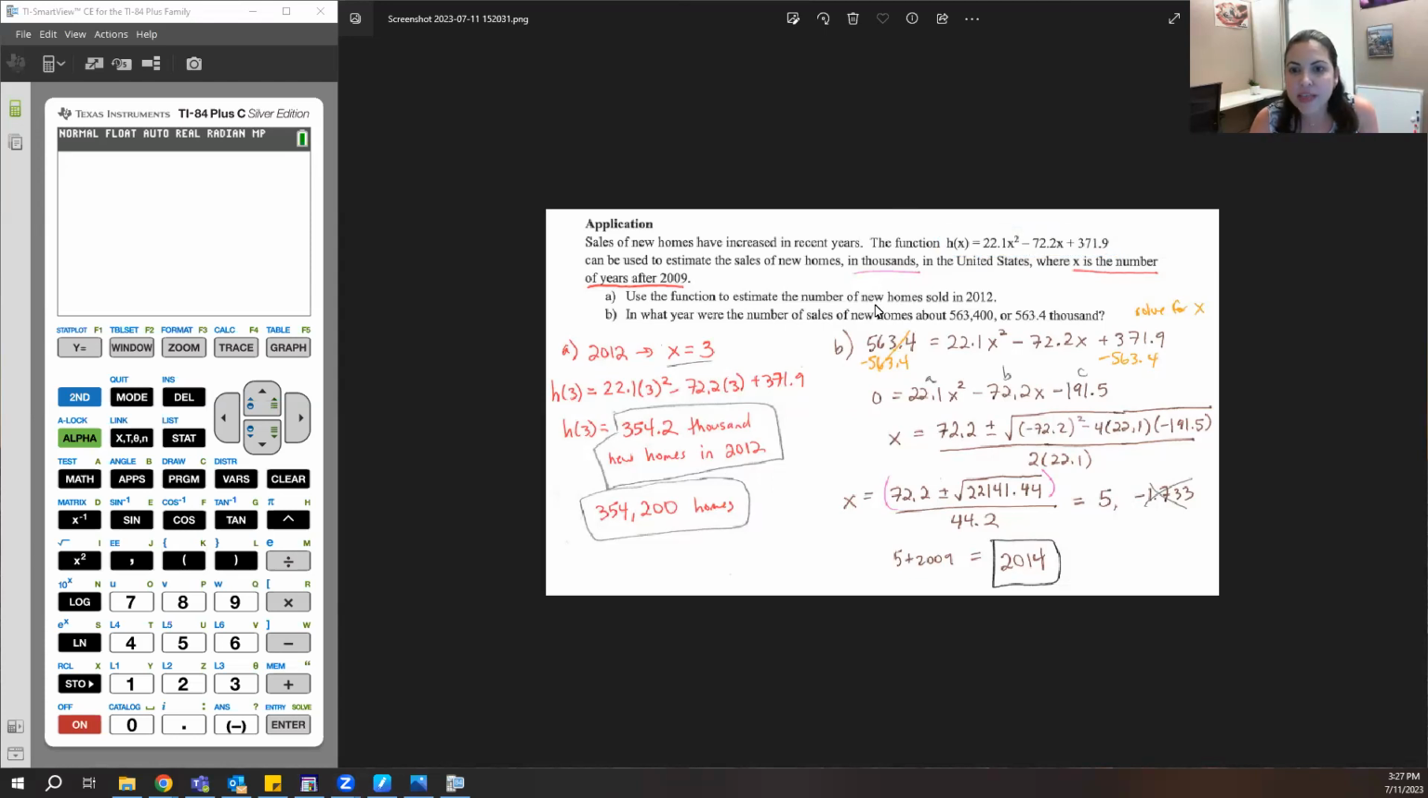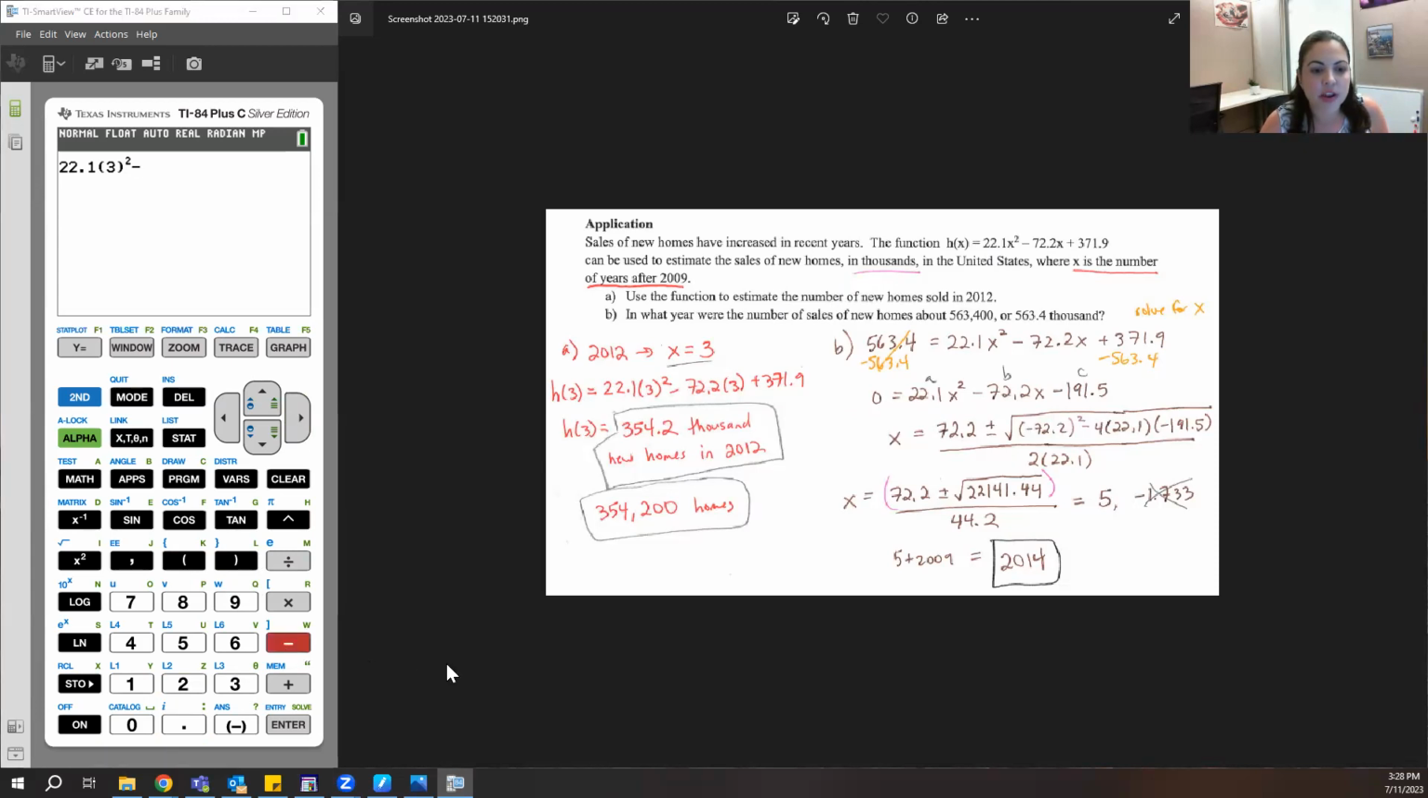For part A, they wanted us to estimate the number of new homes in 2012, which means we had to plug in X equals 3. So I'm going to show you how I can do that right on the graphing calculator. So our function here is given as 22.1 times X squared. So I'm just going to go ahead and use parentheses to plug in my X value of 3. Then notice my cursor here is up in the exponent, so I'm going to move it down using the right arrow. And next I have minus.